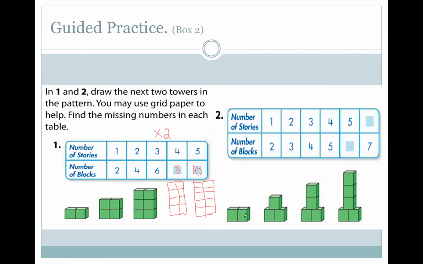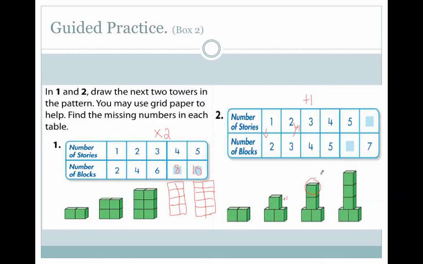Here I see 1 level or 1 story has 2. It's going down this way. For 2 stories, I have 3. So here's the second story, and it only added 1 more. So from 2 to 3 is plus 1. It added 1 more. So here's 1, 2, 3 stories. They only had 1 more cube. So the pattern is plus 1.